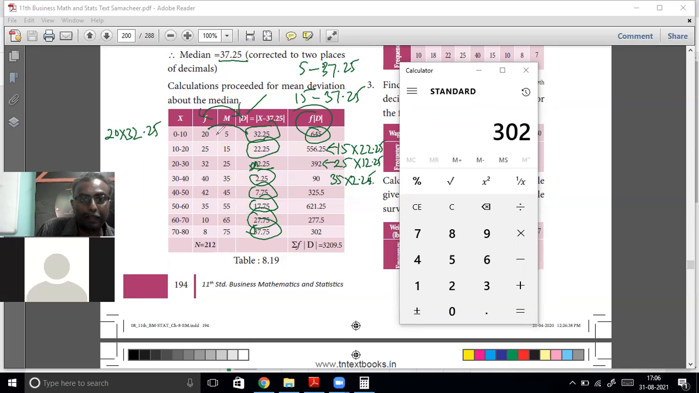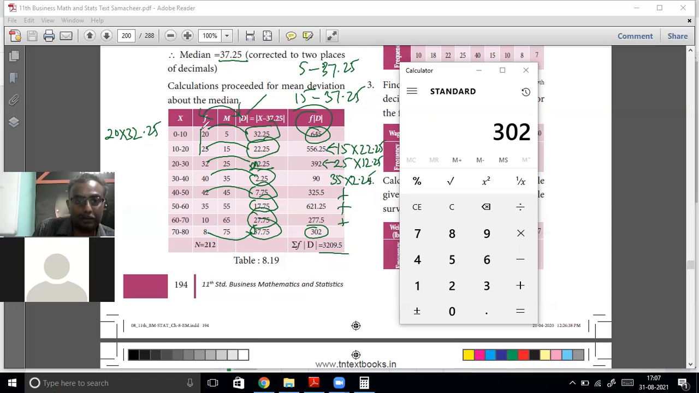F into D. 20 into 32 gives you 645. 25 into 22.25, 556. 32 into 12.25. 40 into 2.25, 90. 42 into 7.75. Like that, 8 into 37.75, 302. Then all the things you add up, 3,209. All this you do with calculator, so I'm not going to show you how to do that.